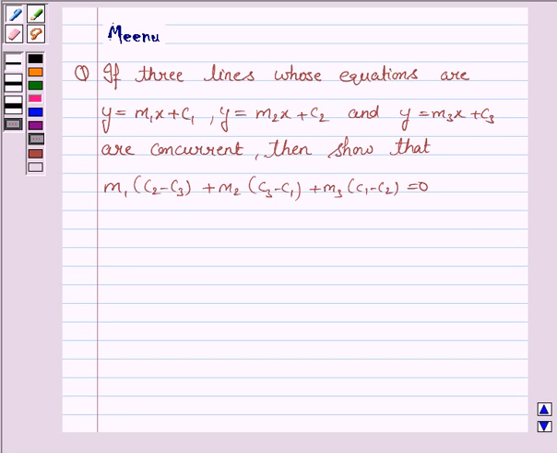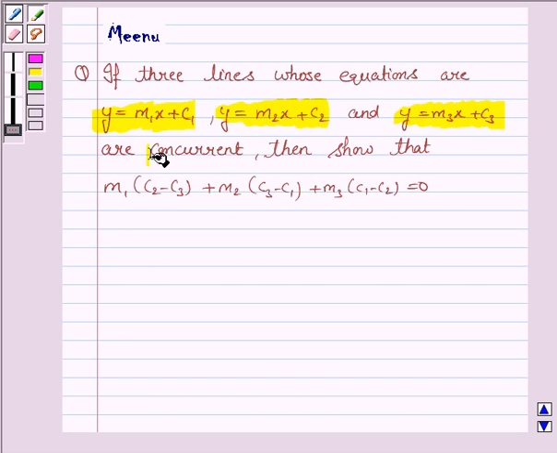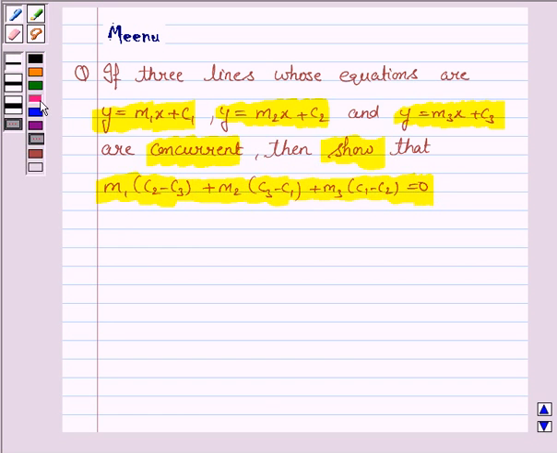Friends, let's discuss the following question. It says, if three lines whose equations are y = m1x + c1, y = m2x + c2, and y = m3x + c3 are concurrent, then show that m1(c2 - c3) + m2(c3 - c1) + m3(c1 - c2) = 0.